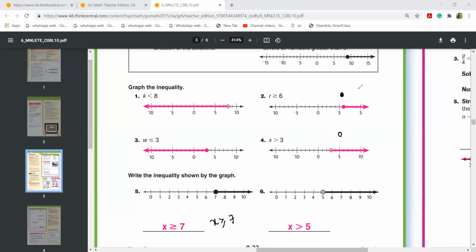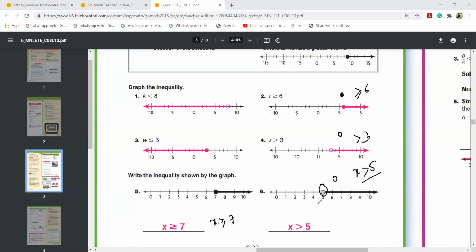Just to let you know, this is greater than or equal to 6 and this is just greater than 3. Understood? Now see here. The circle is empty. That means x is greater than 5. There is no equal sign.